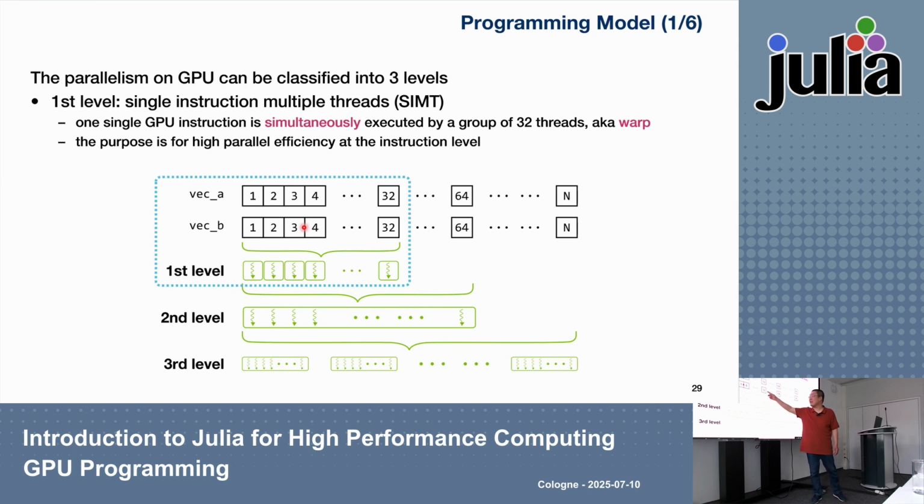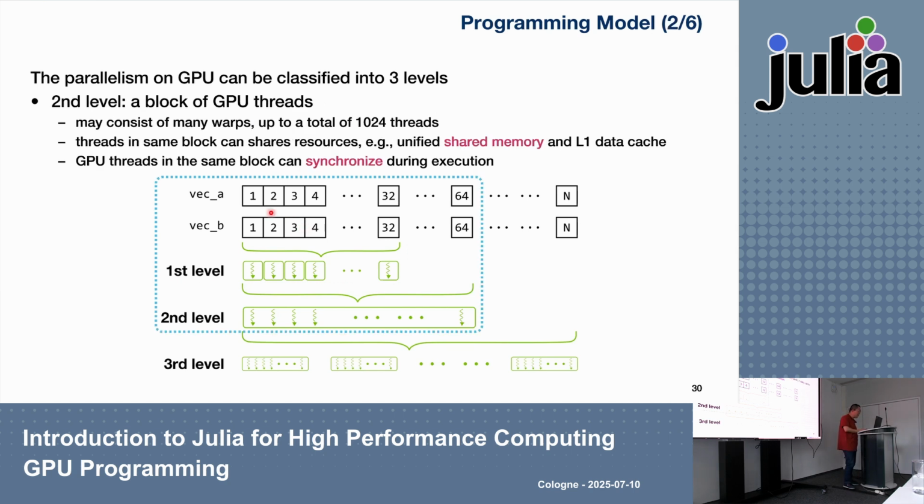You can start 32 threads, which is much wider than a CPU. For a CPU, sometimes 4, sometimes 8, but on a GPU you can easily have 32. NVIDIA has a very special name for it: the so-called warp. The purpose is to have instruction level parallelism.